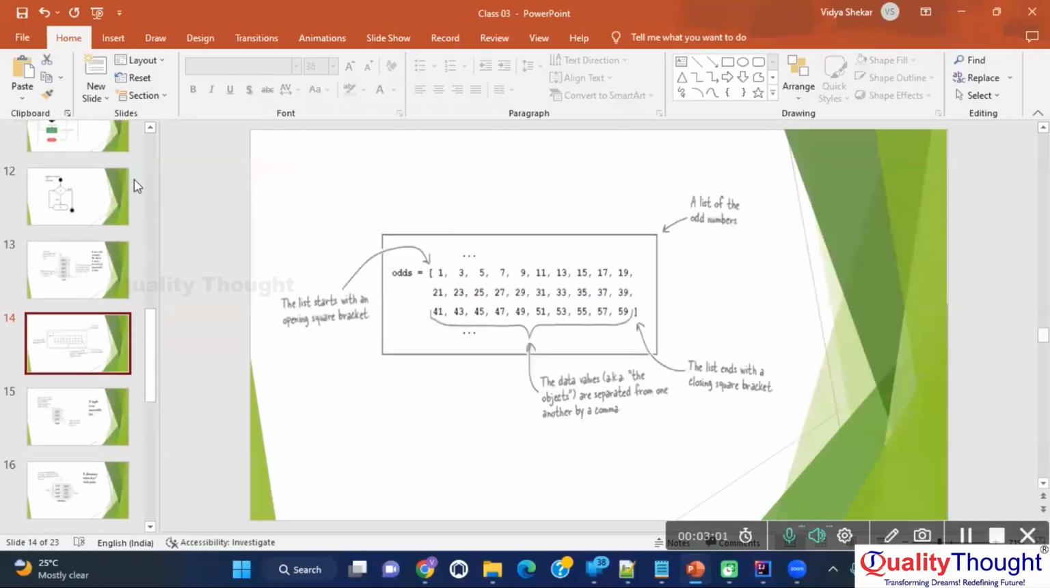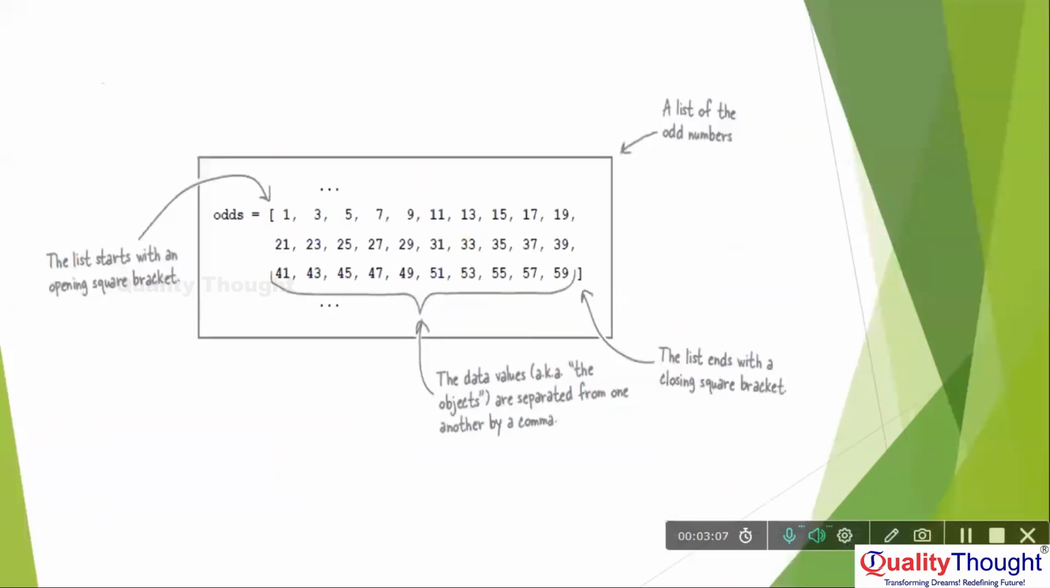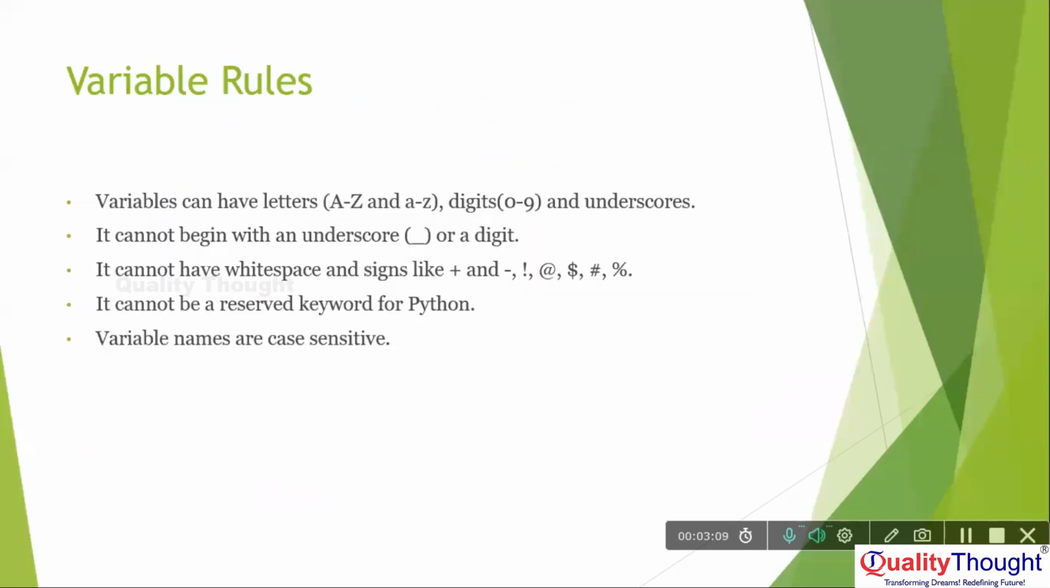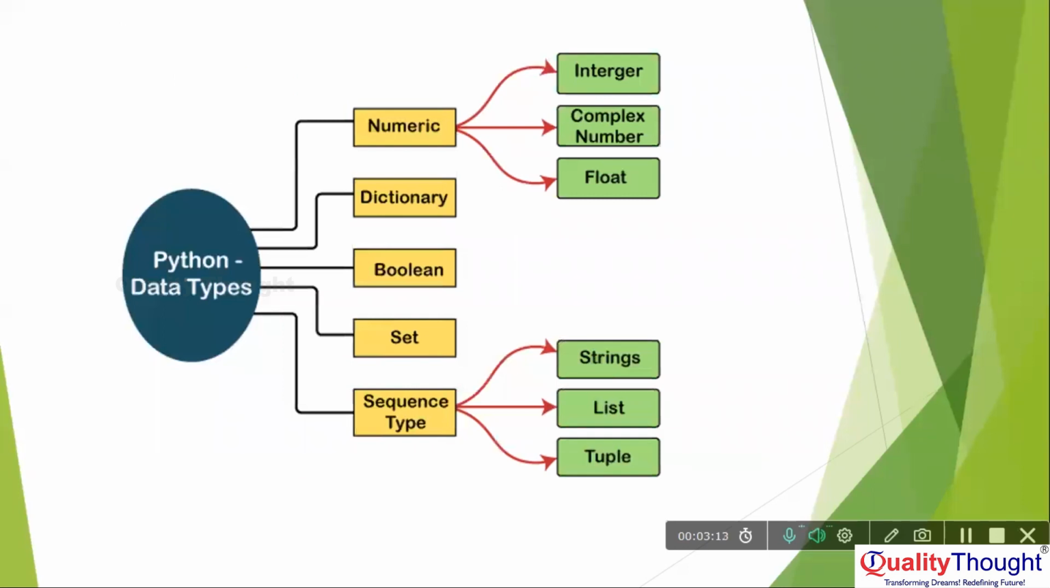So this is what we have been seeing all these days. Started with variables and then data types like numeric, dictionary and set, we have not seen. We'll see it later. It's not required now.